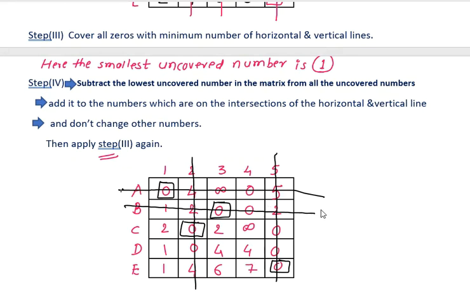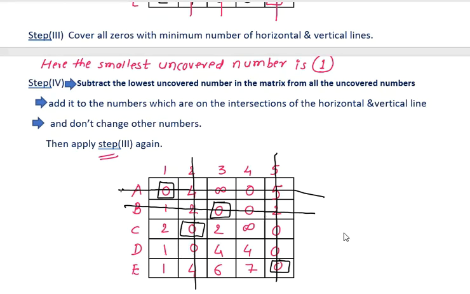So in this way all zeros are covered. Now the number of horizontal and vertical lines is 4. It is not equal to 5. So this is not an optimum assignment. We require 5 assignments, and here we have 4 assignments. 4 lines and 4 assignments. So again apply step number 4. When we do not get a solution in step number 3, we repeat steps 3 and 4. So apply step 4 now.